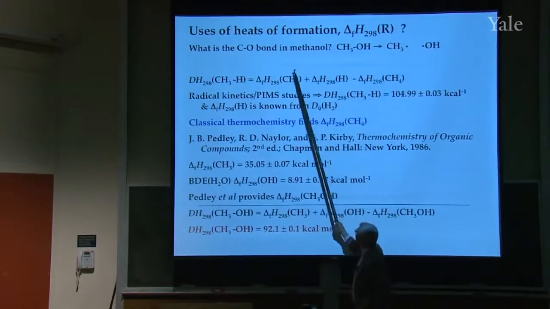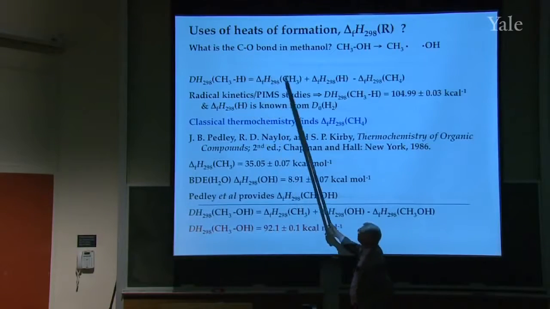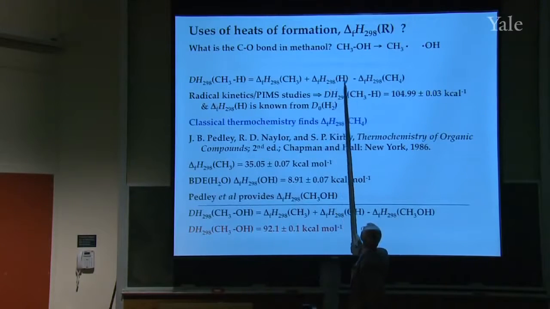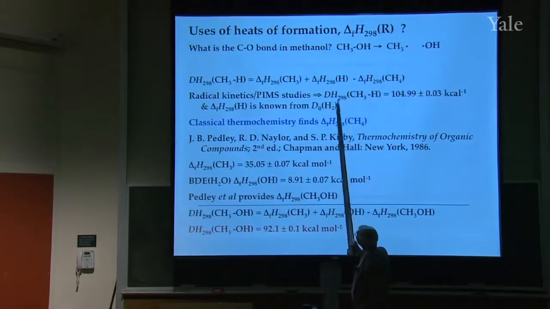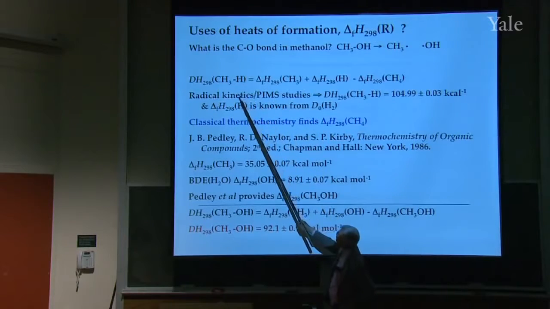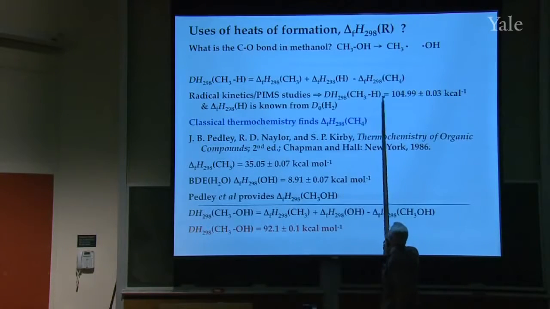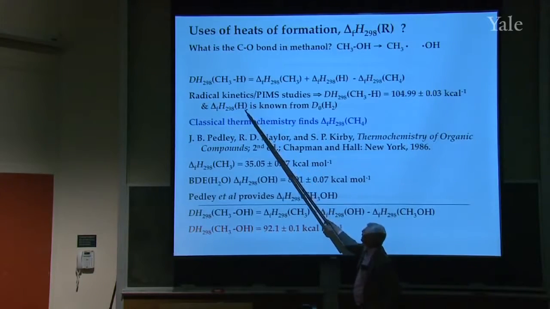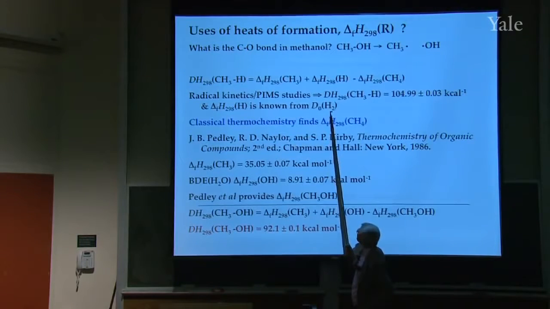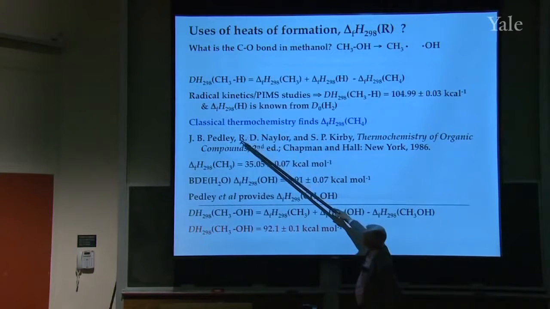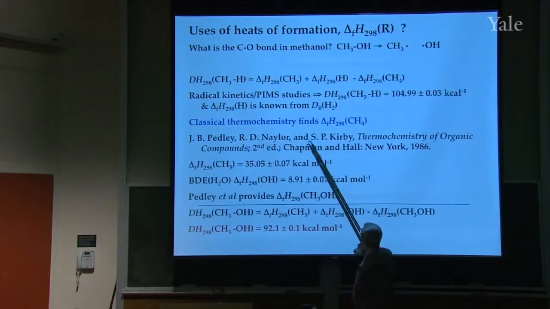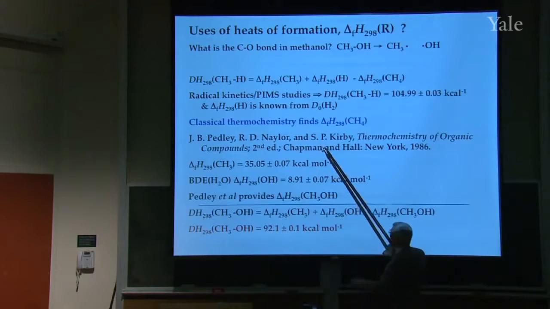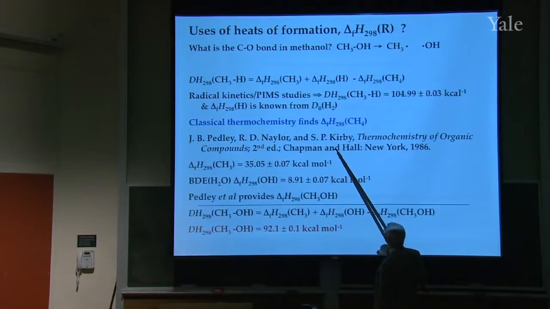To get methyl radical, you actually have to measure the bond energy of methane, because the bond energy of methane is the heat of formation of methyl radicals plus the heat of formation of hydrogen minus that of methane. So photoionization mass spec or reaction kinetics both measure the bond energy of methane to be 104.99 kcal per mole. The bond energy of the H atom comes from the dissociation energy of H2. So there are classical tables. Mr. Pedley and his friends have put 3,000 of these bond energies in this book.